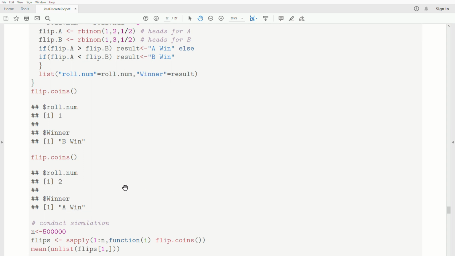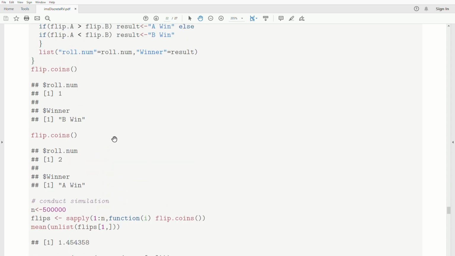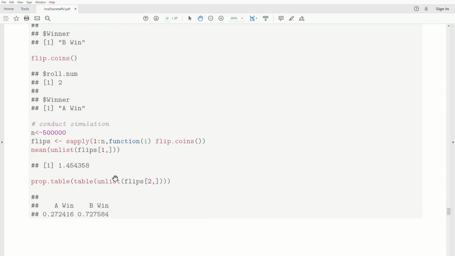But now let's do a simulation of 500,000 different times. So we use sapply from 1 to 500,000, and we're going to run this function flip coins. We're going to store the results. Remember, the output is 2 pieces: roll number and winner. So let's look at the mean number of rolls for this game. It's almost 1.5 rolls. So it's usually 1 roll, but sometimes it goes to 2.